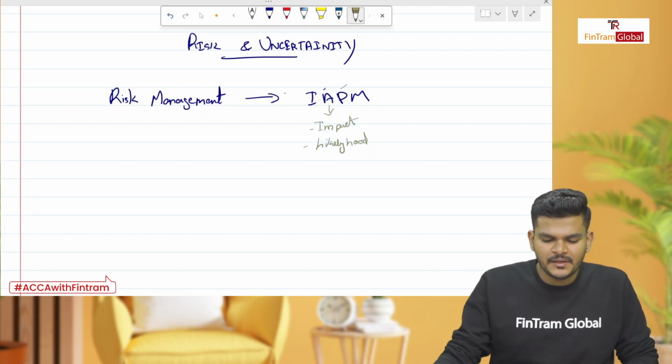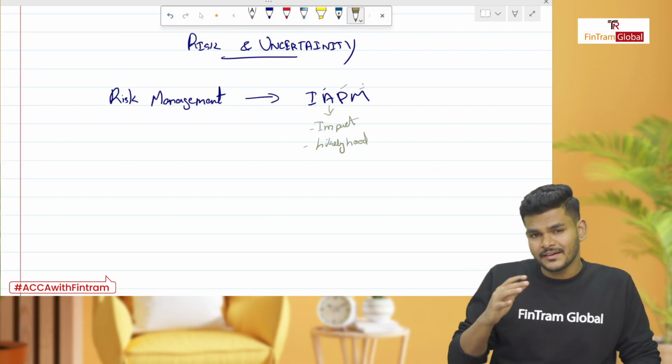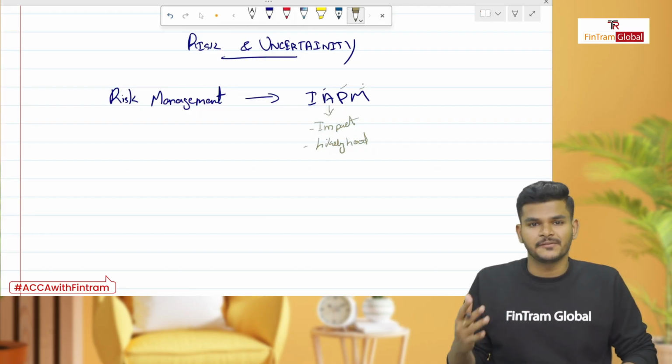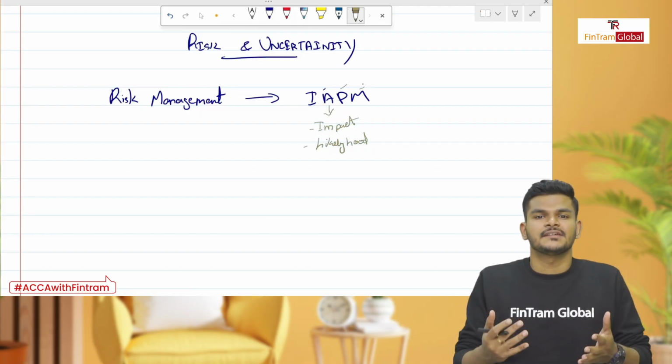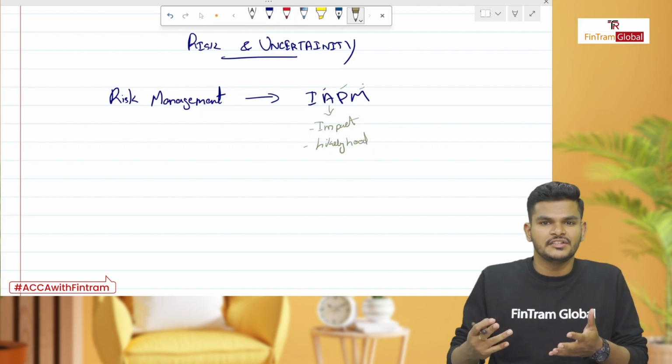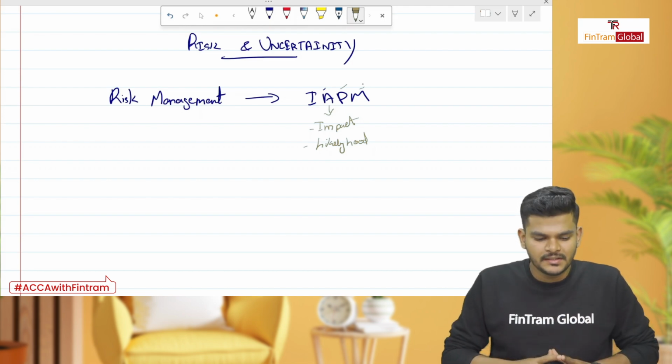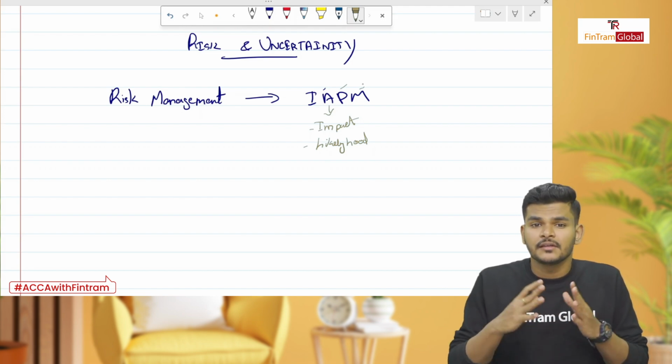And then finally, we have to monitor. On a regular basis, we have to monitor the level of risks and see if there are any new risks arising, or whether we should deal with something new, all these things. That's basically what the risk management process is all about.